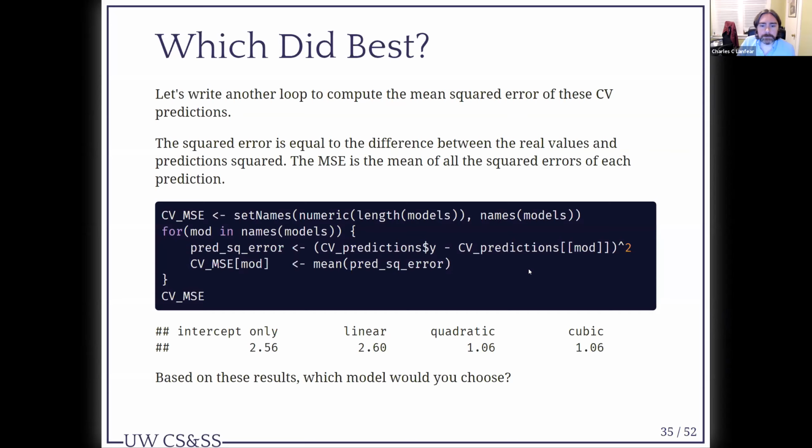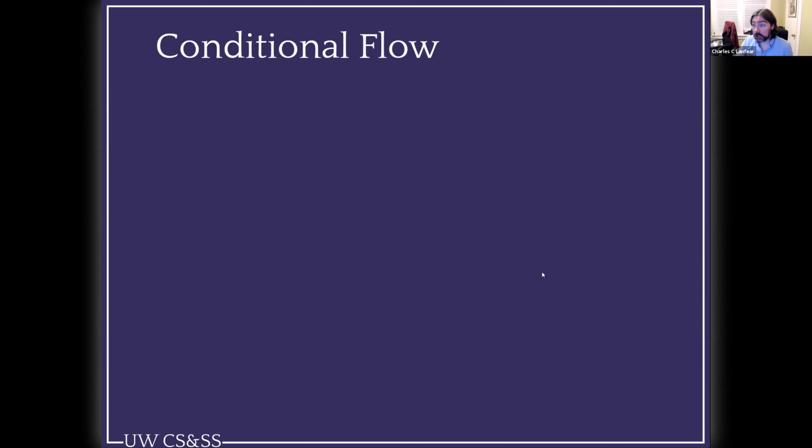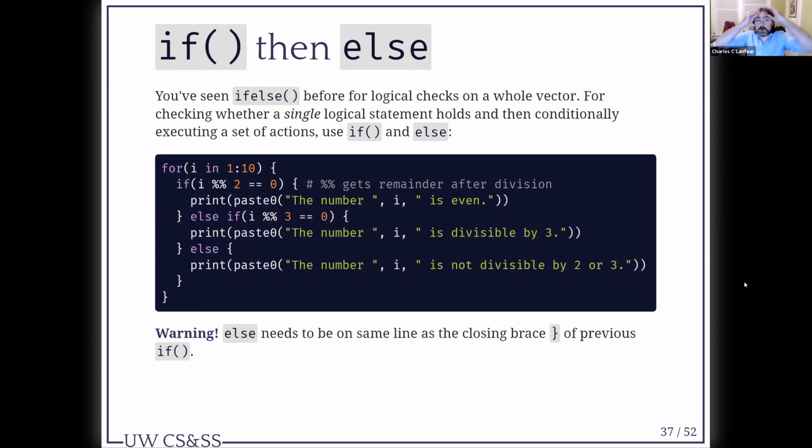Okay. The next thing I want to talk about is conditional flow. Conditional flow is a really important general programming thing, but it's really easy to understand. So I put it at the end of the lecture so that you've been traumatized. Now let's do something easier. Okay. So control flow or flow control is based on using if and else statements. You've seen the ifelse function before in R. ifelse is for doing a logical check on an entire vector and producing a vector of results.